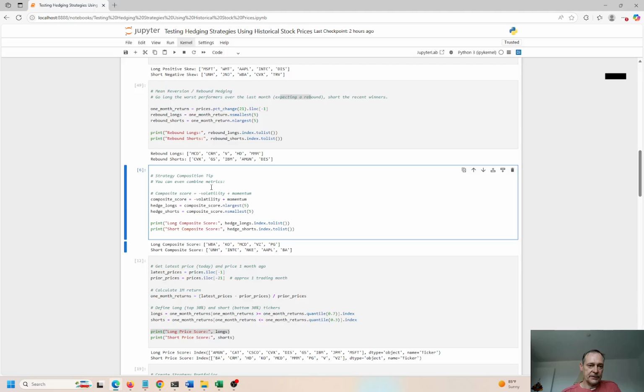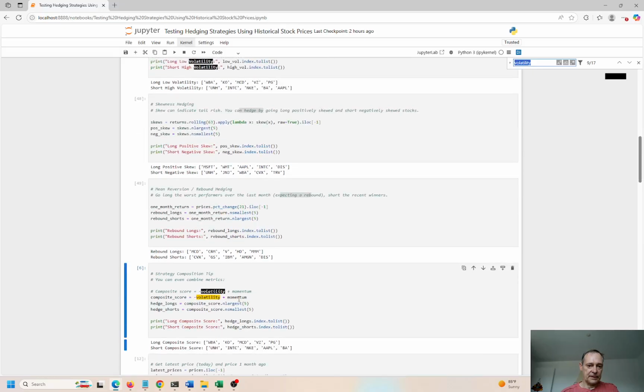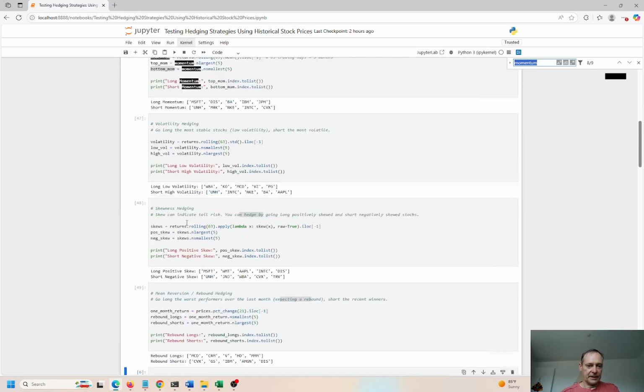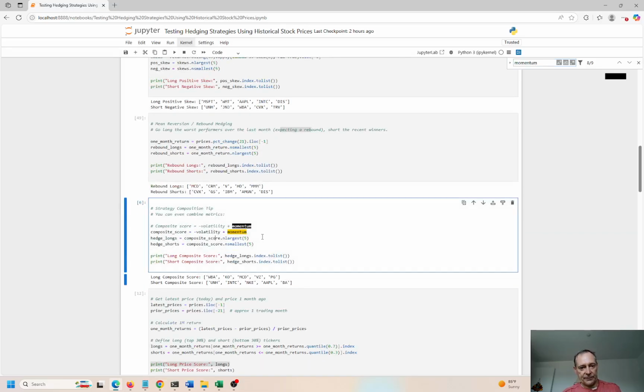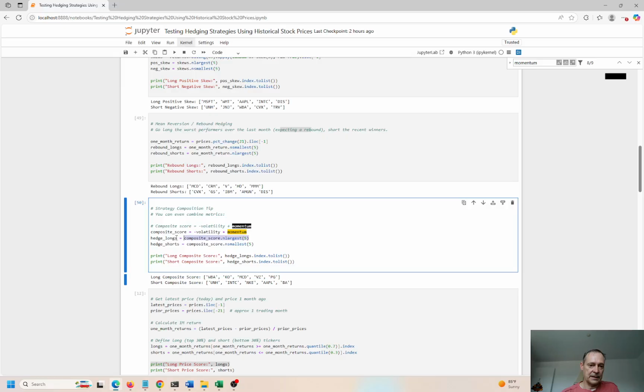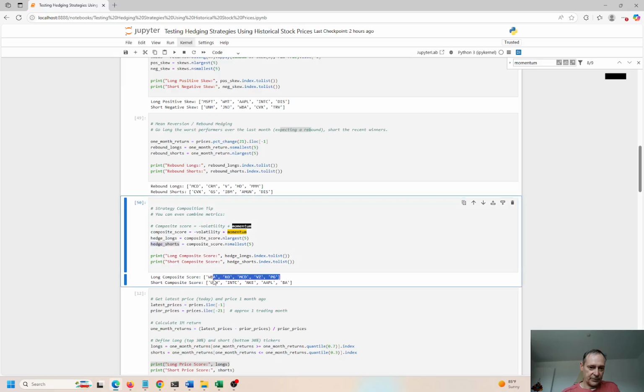Okay, so another strategy here is a composition tip. You can even combine different strategies, so we can look at the volatility and the momentum and get a composite score, and then take the 5 largest and the 5 smallest. So the volatility comes from where? From over here. If I could do Control F, so there's the volatility, and the momentum, Control F, and the momentum was probably the first one we did, yeah. So now we're combining volatility plus momentum, getting a composite score, and then again taking the top 5 and the bottom 5. So the 5 largest would be hedge longs, and the 5 smallest would be hedge shorts. So these stocks we would buy, and these we would sell.